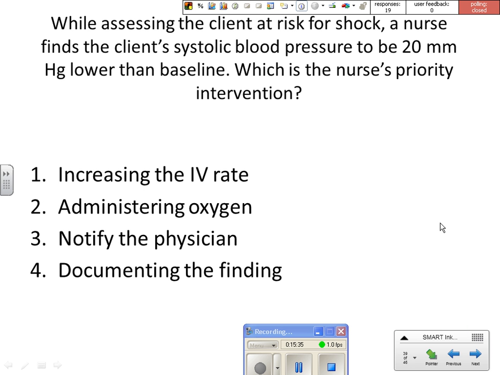While assessing the client at risk for shock, the nurse finds the systolic pressure to be 20 millimeters lower than baseline. What is your priority intervention? Increase the IV, administer oxygen, call the doctor, document the finding.